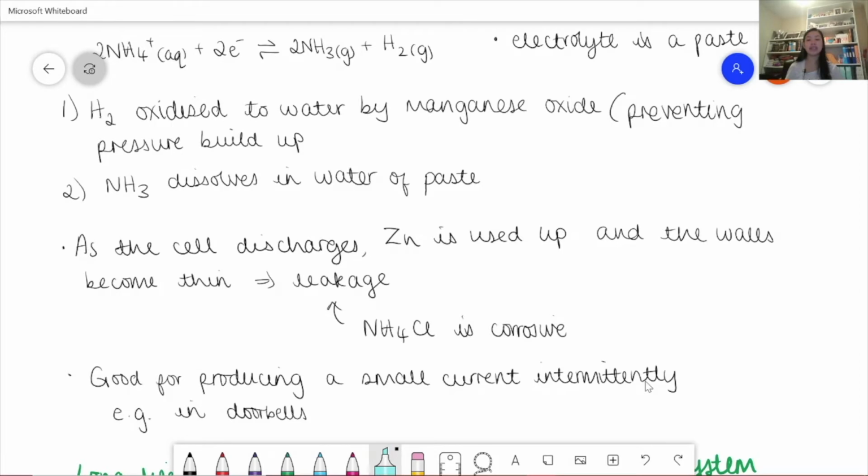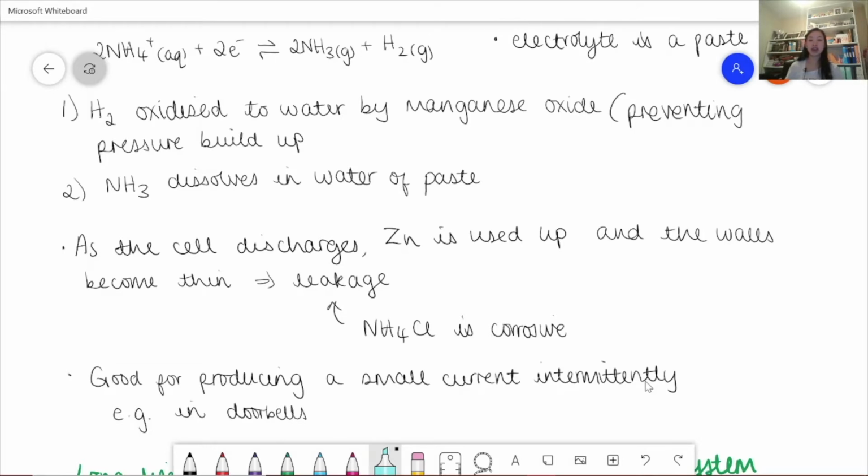So what actually happens is that the hydrogen is oxidized to water by the manganese oxide, and this prevents the buildup of pressure because hydrogen is a gas. And then the ammonia dissolves in the water of the paste.